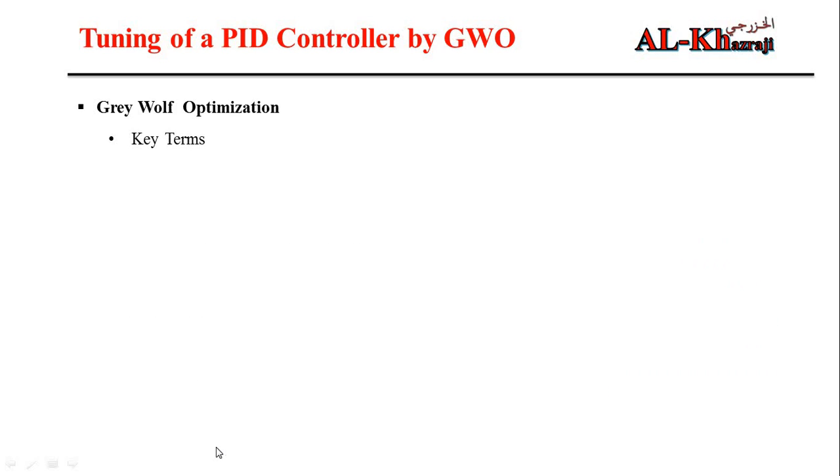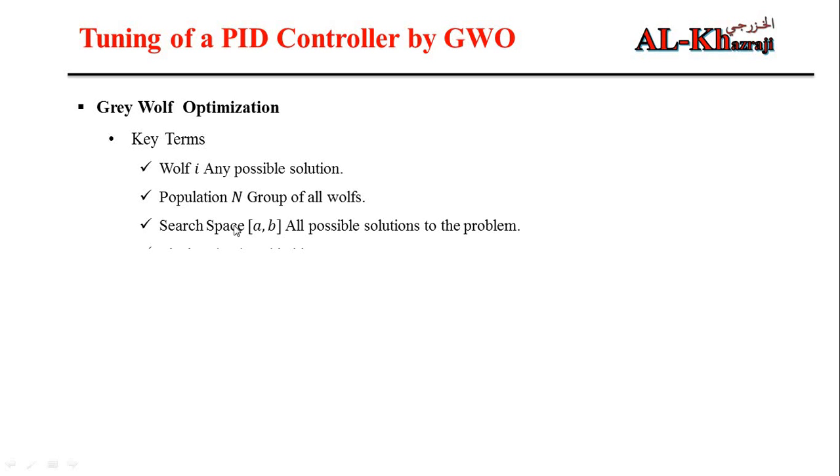Now in order to design this algorithm, all you need to understand is that each wolf represents a possible solution. And you need to have a population, which is n, of all the wolves that will be using the algorithm. We need to know the search space for all the possible solutions.